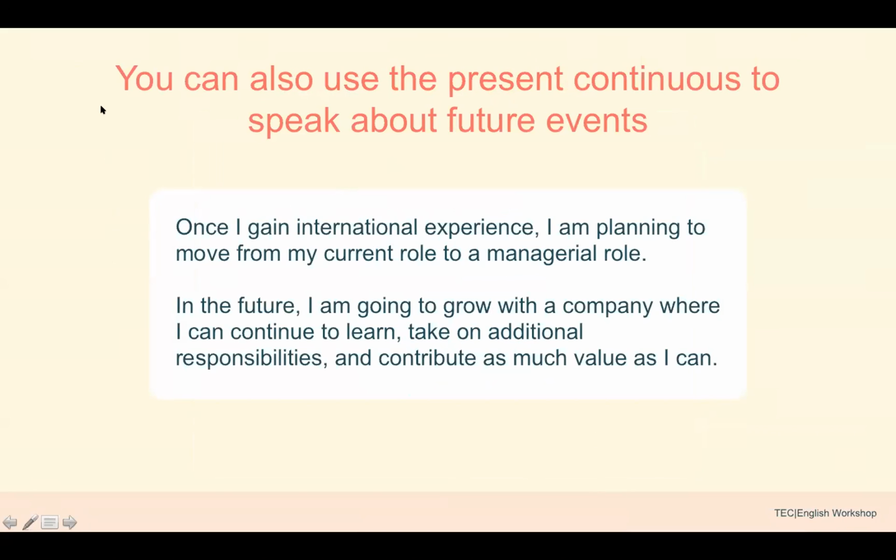You can also use the present continuous to speak about future events. هلا هون كمان it gets a bit confusing لأنه, for example, once I gain international experience, I am planning to move from my current role to a managerial role. So this is how I'm using I am planning, بس عم بحكي على شيء خاصه بالfuture. So مش عم يسألوني إنه هلا what I'm planning to do. لو هلا ما كنت قلت once I gain international experience.